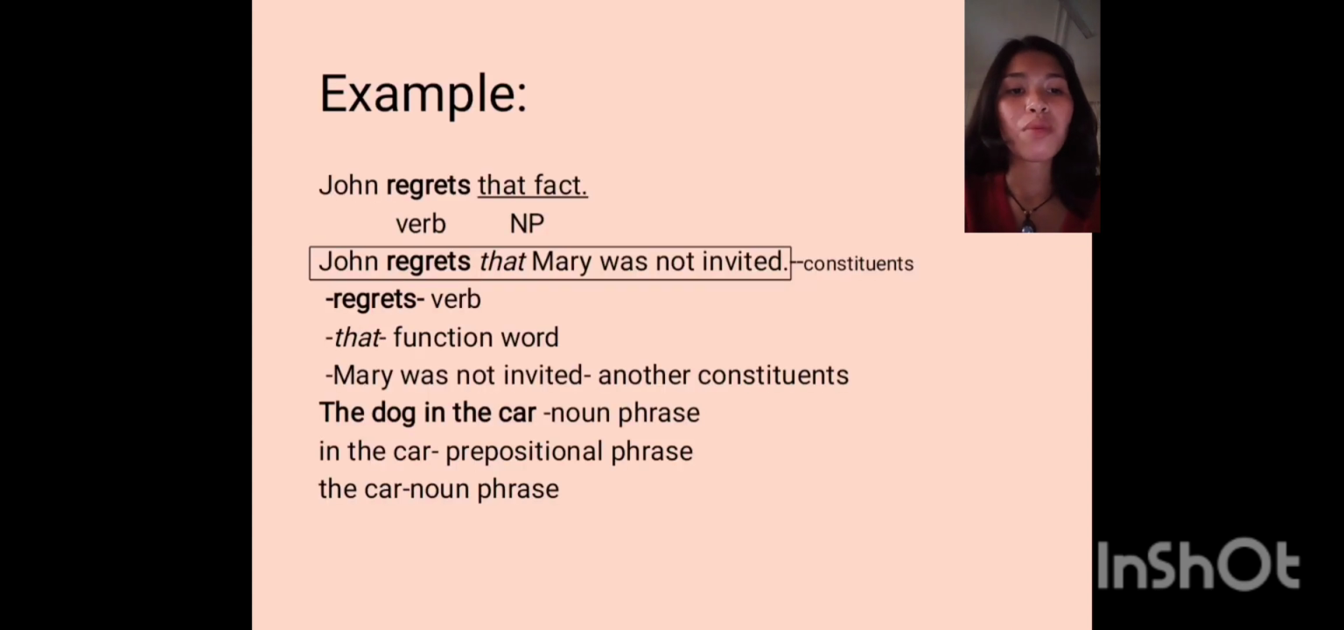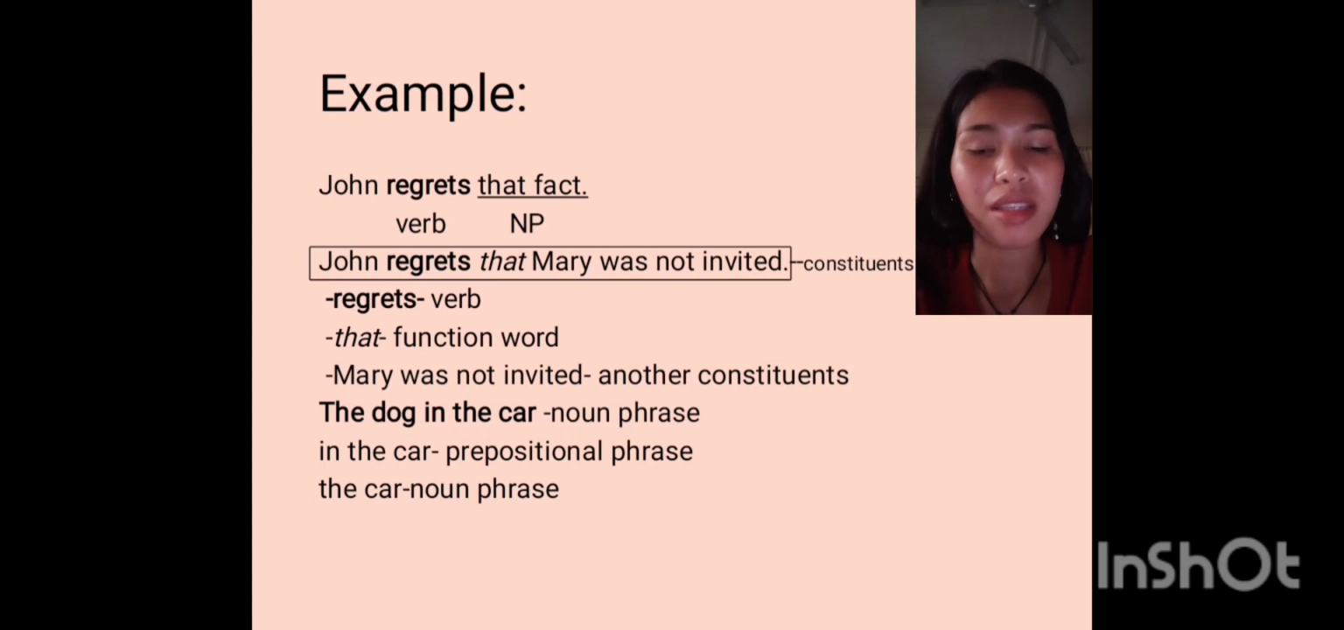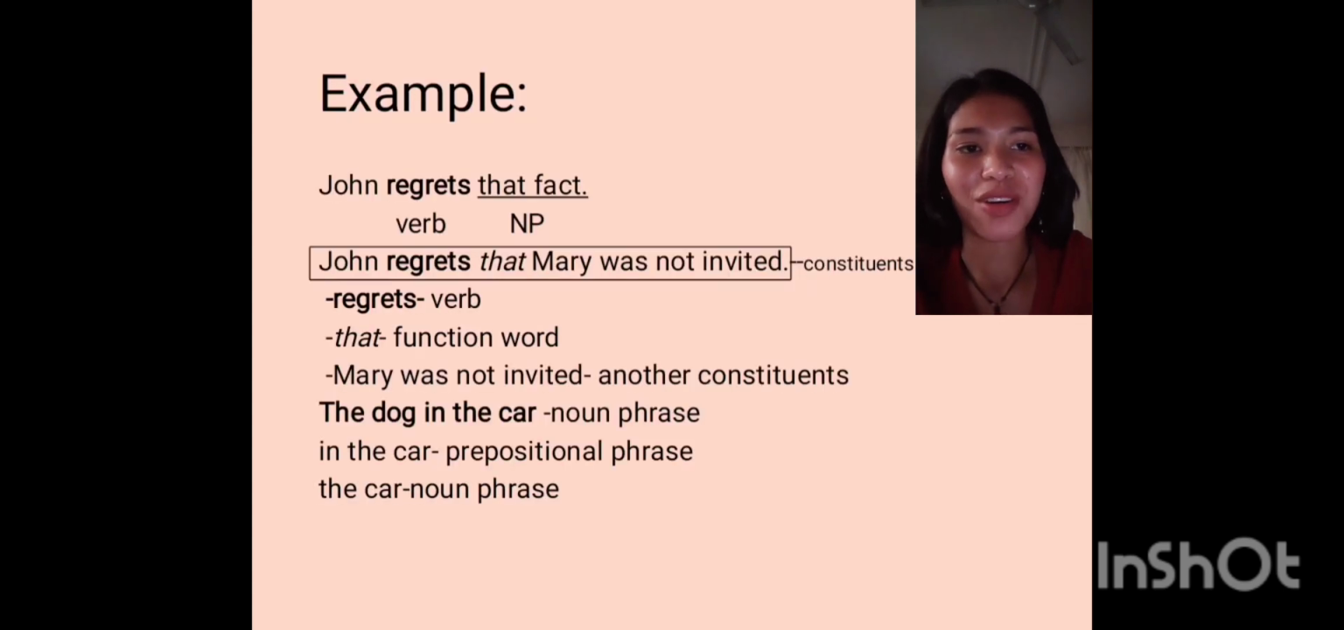The whole sentence is considered a constituent, and "regrets" is a verb and "that" is a function word. And "Mary was not invited" is another constituent. Another example: the dog in the car. "The dog in the car" is a noun phrase, "in the car" is a prepositional phrase, and "the car" is another noun phrase. According to its meaning, recursion is a kind of grammatical sentence which includes a noun or a noun phrase and a verb. So that's all.